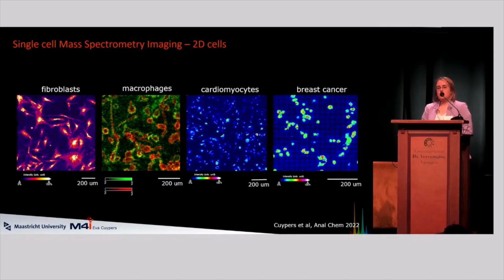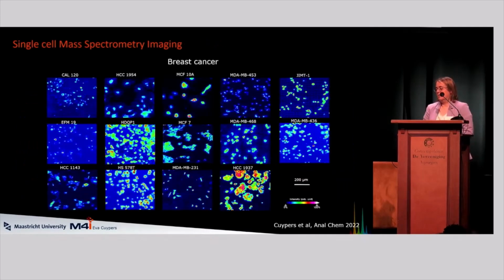So these images we can acquire routinely at the moment already. You need 2D cell cultures which you grow in a certain way on an ITO slide, which is coated with polylysine, and then you let them grow overnight, and you can immediately image these cells on the ITO slides.